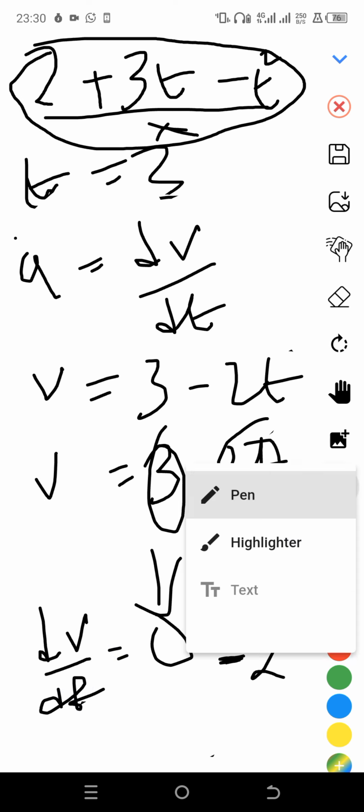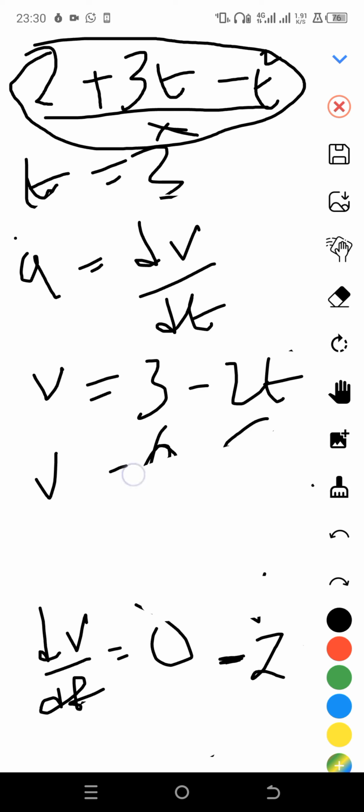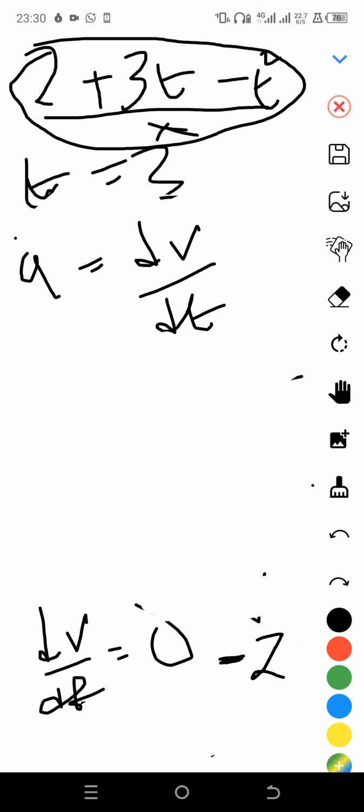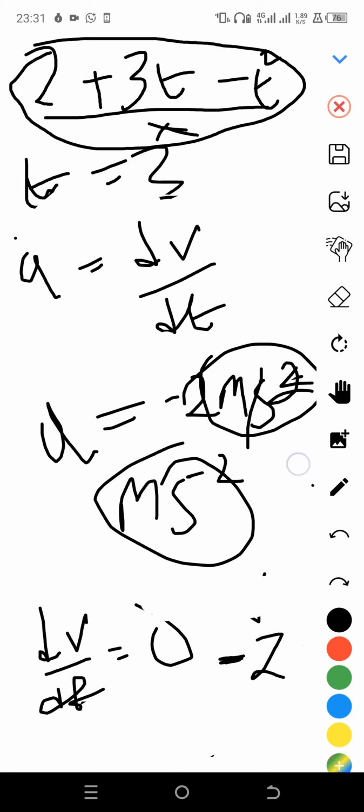Okay, which is equal to acceleration. So the acceleration of this particle was negative 2 meters per second squared. Okay, so it's meters per second squared, or you can write it as m/s squared. All these things are just one and the same thing.